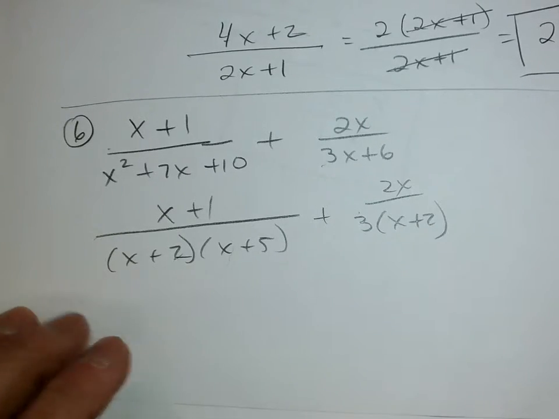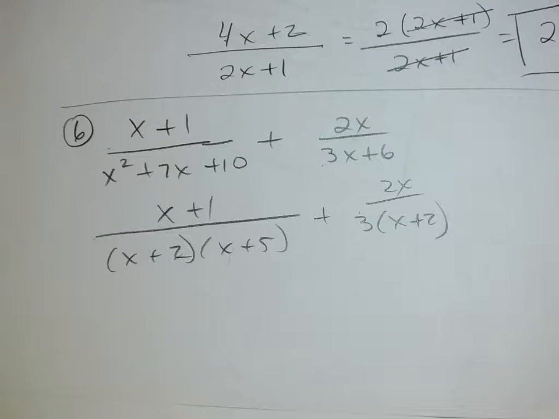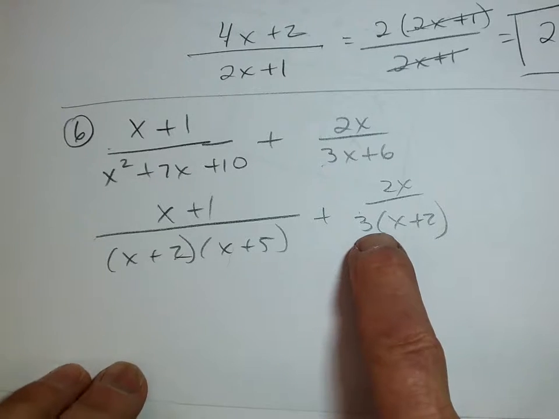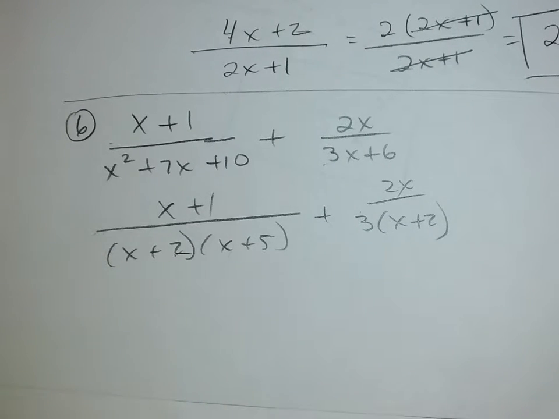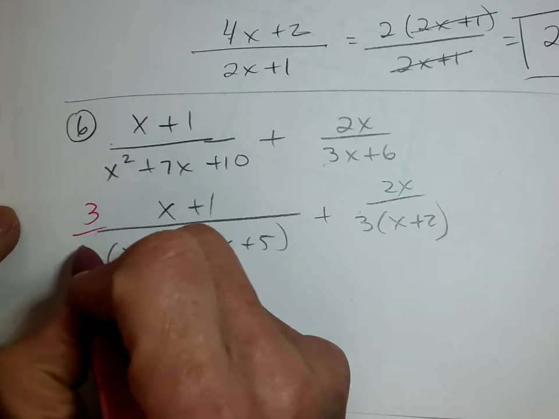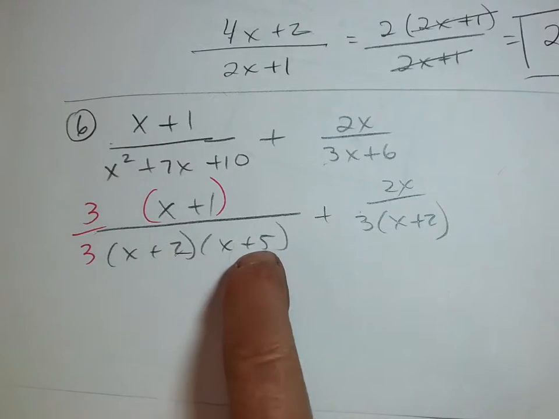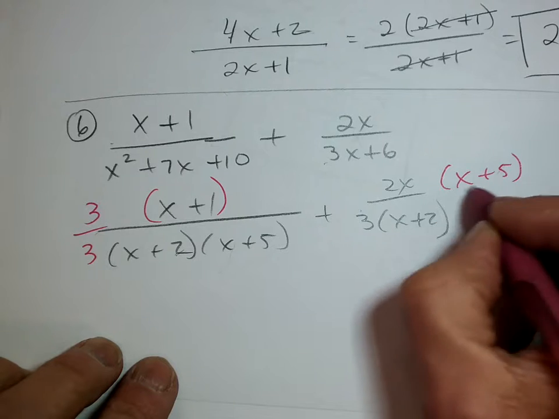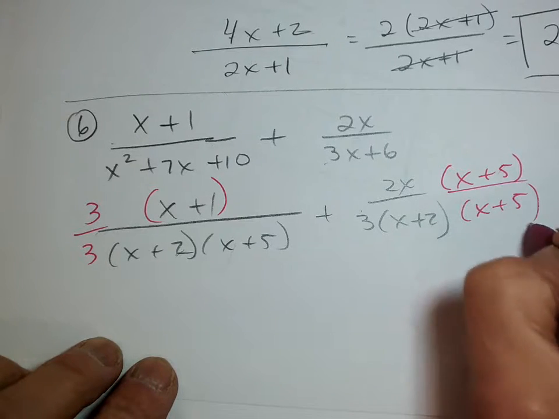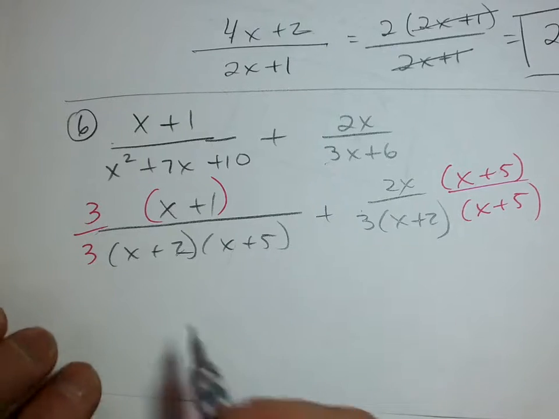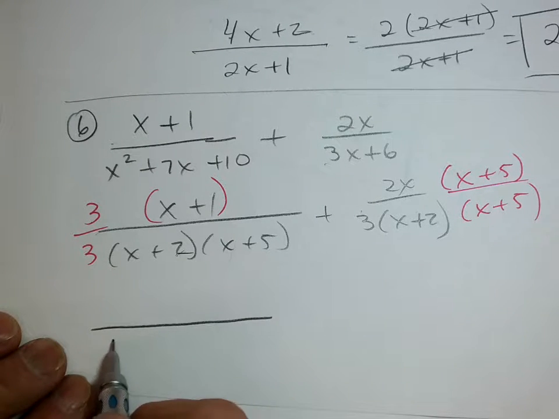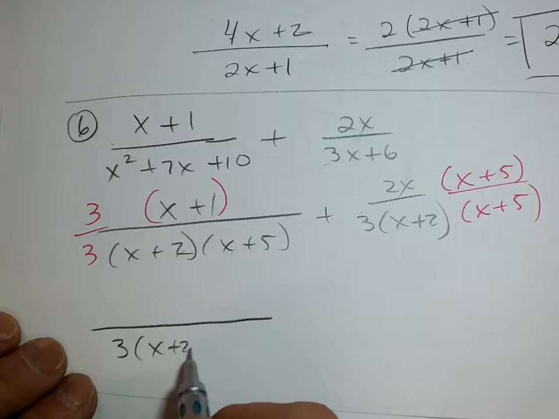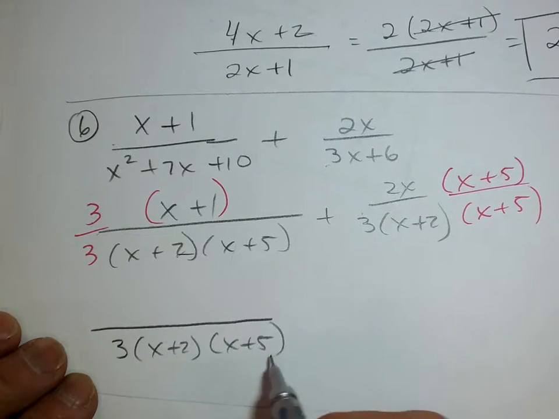Now I need a common denominator. Here's the trick. I factored. I haven't done anything, just factored. I need to make them the same. Second fraction has a 3 to make them the same. First fraction needs a 3, 3 over 3. First fraction has an x plus 5 to make them the same. The second fraction needs an x plus 5. Okay, now we have a common denominator. Happens to be my 3 times my x plus 2 and my x plus 5. That's my common denominator.